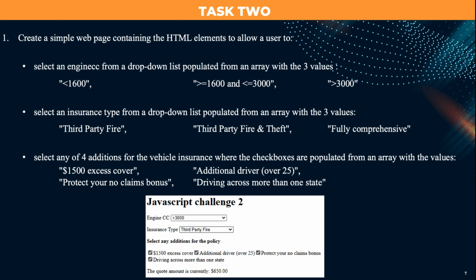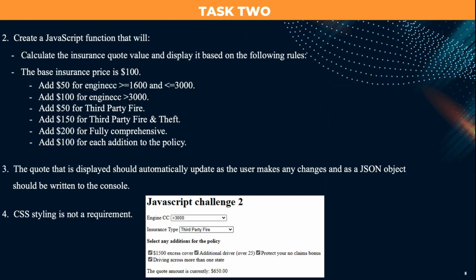They must also be able to select an insurance type from a drop-down list, which again is populated from an array with three values. And they must be able to select any of four additions for the vehicle insurance, where the checkboxes are populated again from an array with values. So now we want to create a JavaScript function that will calculate the insurance quote value and display it.